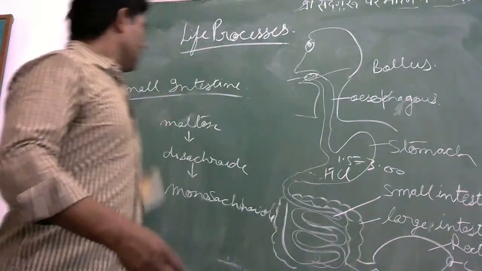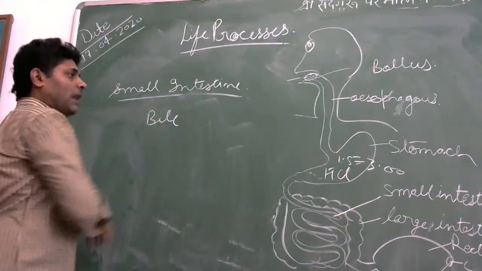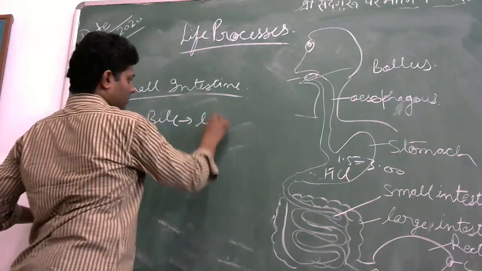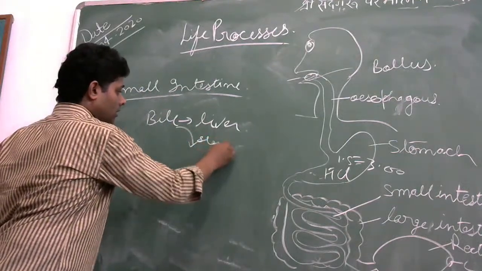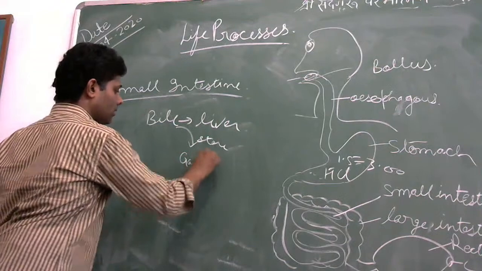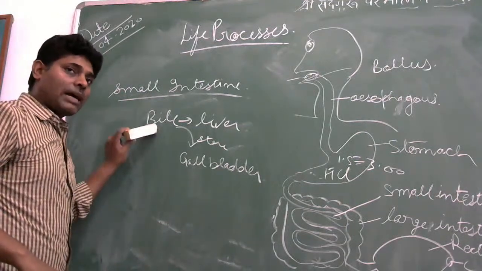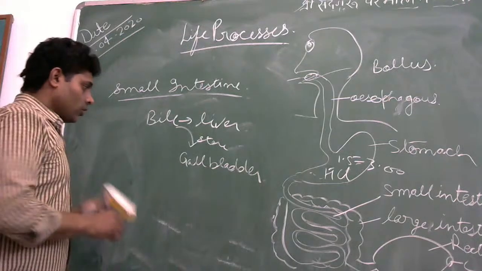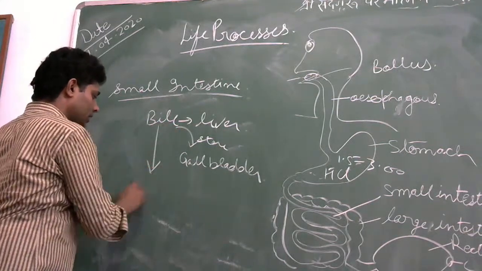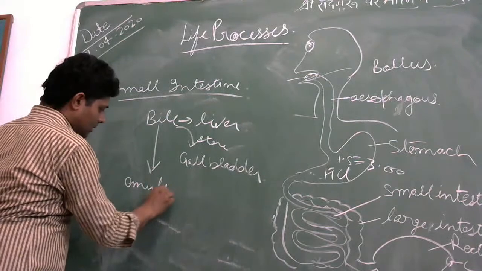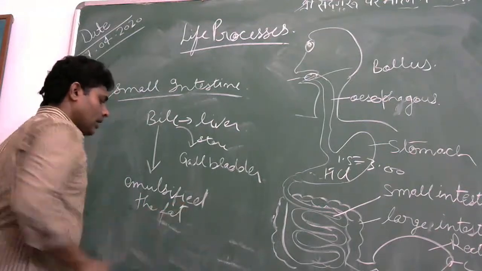lipase. First of all, bile will be secreted out from the liver, and this bile is stored in the gallbladder, where bile is stored in concentrated form. So when the fat molecules enter the small intestine, first of all, these bile molecules emulsify the fat. What is the emulsification?